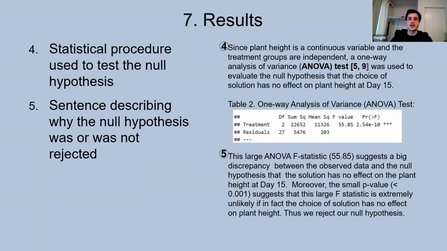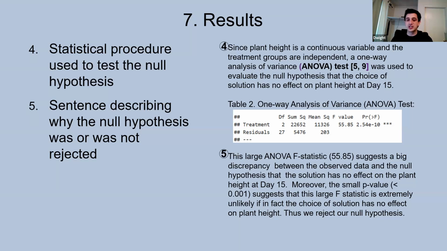Table 2 contains the output summarizing this ANOVA test. The key results in this table are the test statistic, which in this example is an F statistic with 2 and 27 degrees of freedom, its value, which is 55.85, and the p-value, which is less than 0.001.